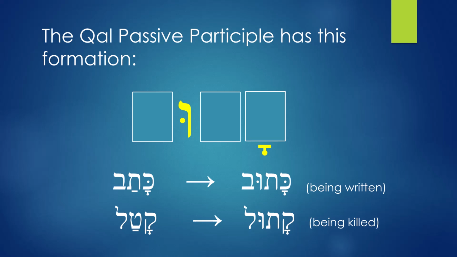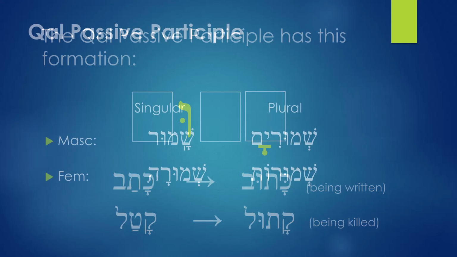Remember the translation? Being plus a verb. Being written. Being killed. Why? Because passive means that the subject is receiving the action. The subject is the recipient of the action. So you say being written. For example, the man is being killed. The book is being written. The subject is receiving the action. That's passive voice.